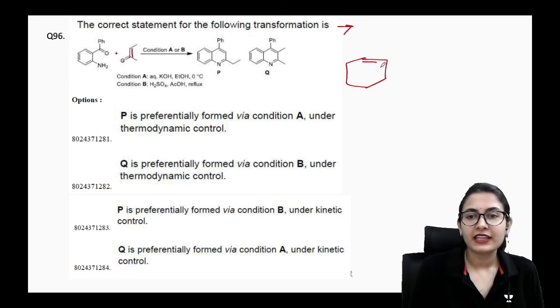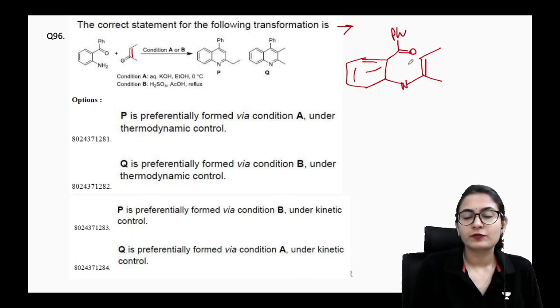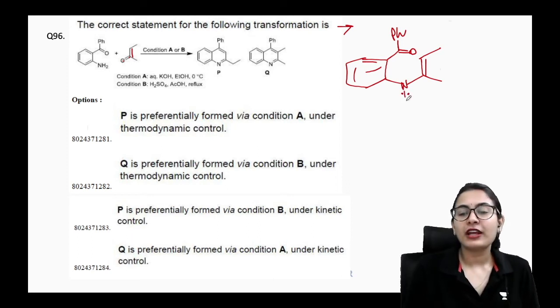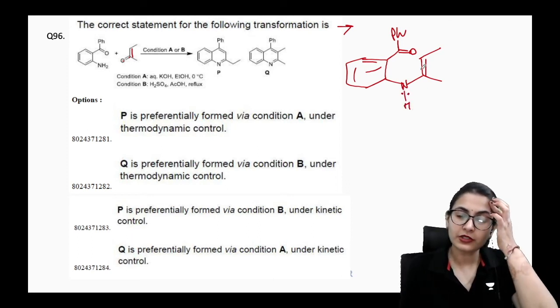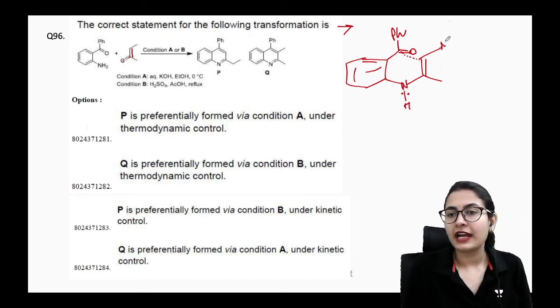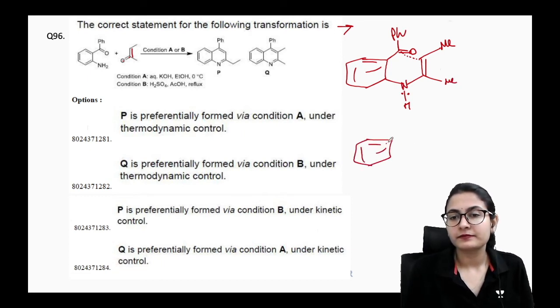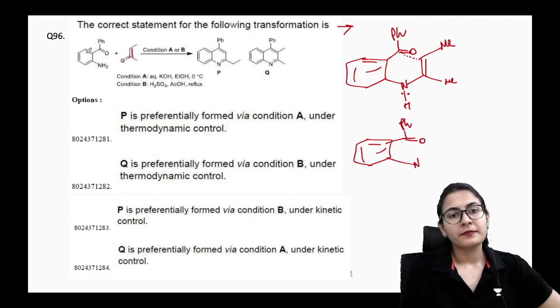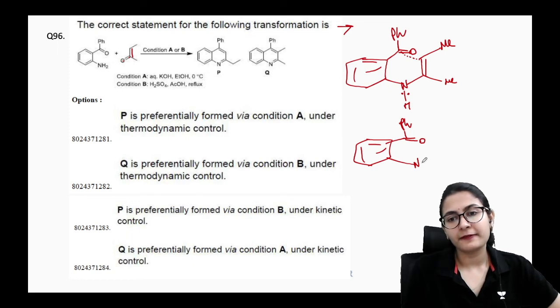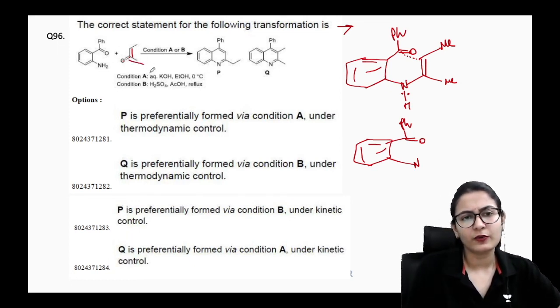Let's say if you are having two different enamine formations, in this way. If you're having two different enamine formations, one from here, what's going to happen? It is going to cyclize in this way, leaving behind two methyl groups. And if you have another type of enamine, that is, let's say the double bond is over here.